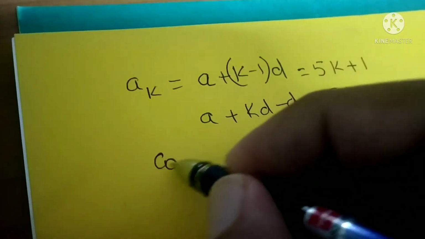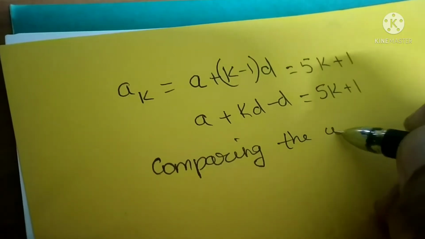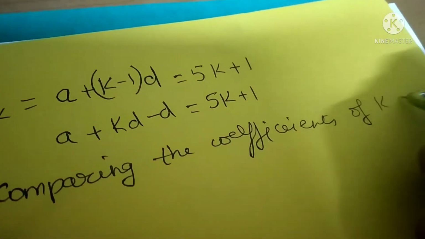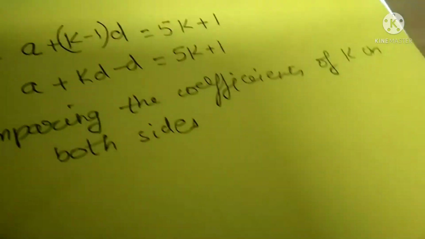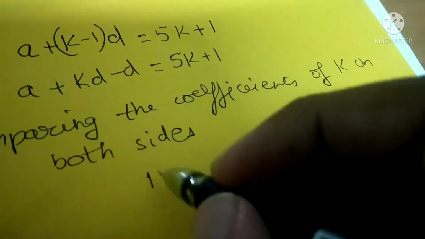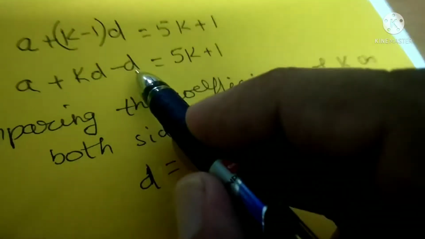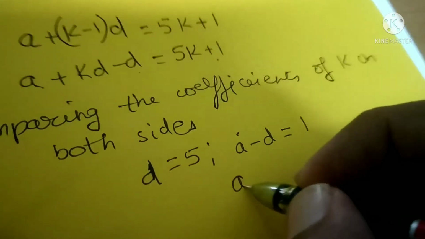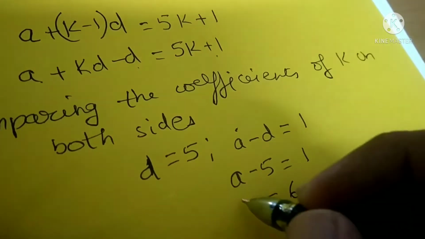So now we compare the coefficients of k on both sides. We have to compare the coefficients. So d is equal to 5 on comparing. And next, a minus d is equal to 1. So a minus 5, because d is 5, so 5 आ जाएगा, इसका आंसर 1. So a is equal to 6. So we have got the a.